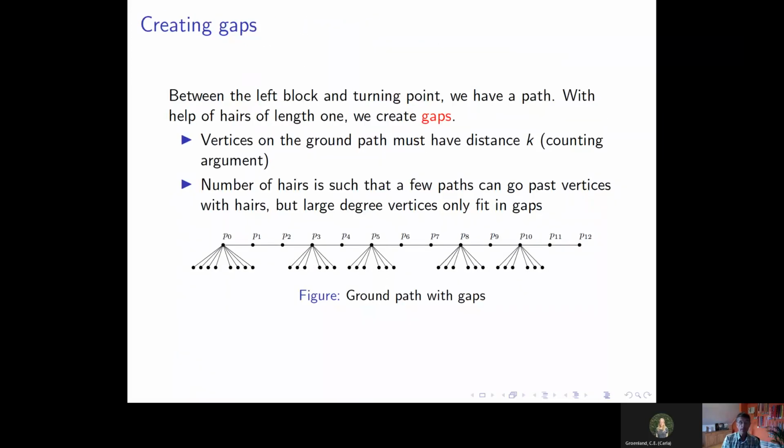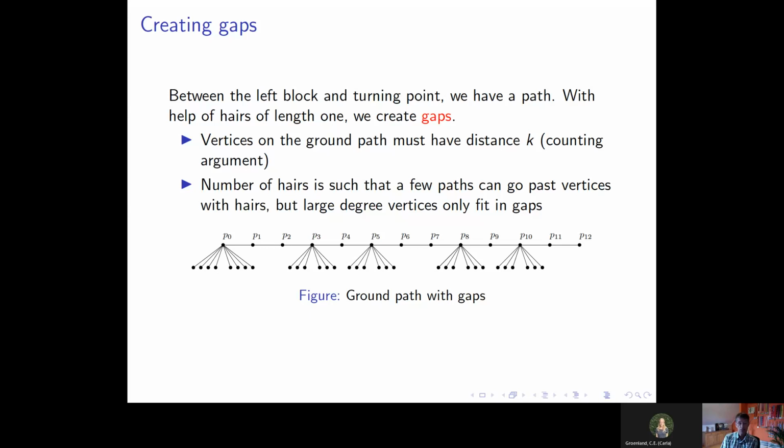So between the left block and the turning point, we have a path. And with the help of hairs of length 1, we create gaps. So we ensure that the vertices on the ground path must have a distance k by using some counting argument. And now we have a number of vertices with hairs. Actually, you can see here in the example, we give hairs to the 3rd, the 5th, the 8th, the 10th, the 13th, the 15th, and so on, vertices on this ground path.